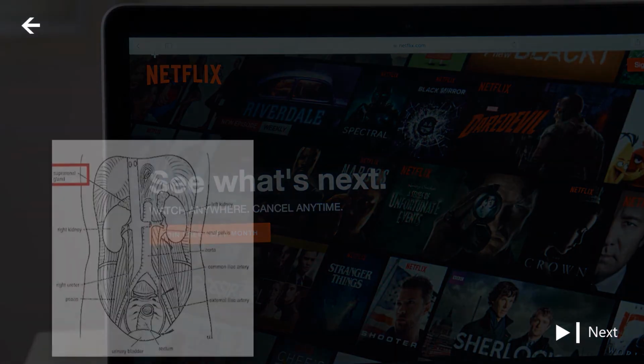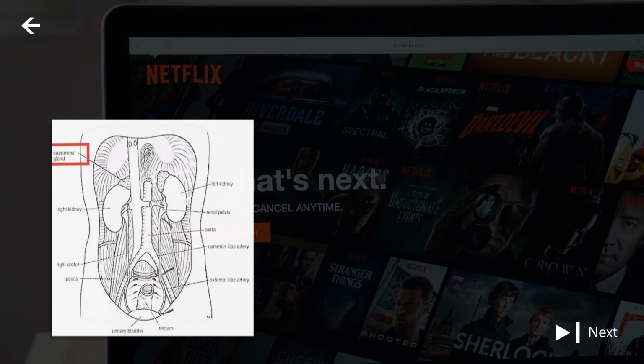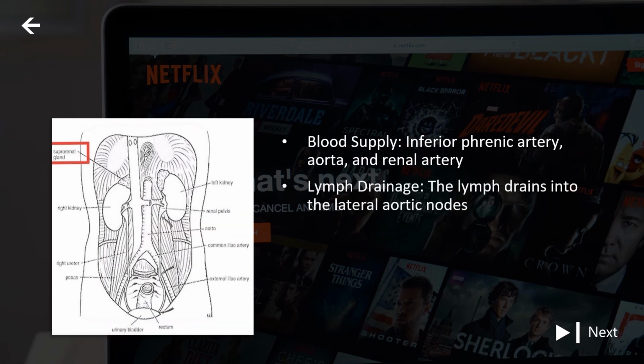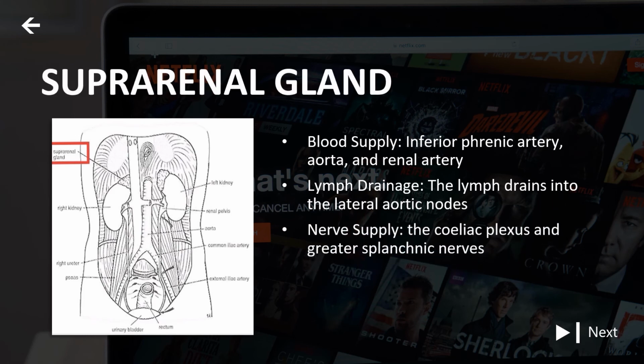The next would be the suprarenal gland, and as you can see on the screen, these are the blood supply, the lymph drainage, and the nerve supply of the suprarenal gland. The two suprarenal glands are yellowish retroperitoneal organs that lie on the upper poles of the kidney.